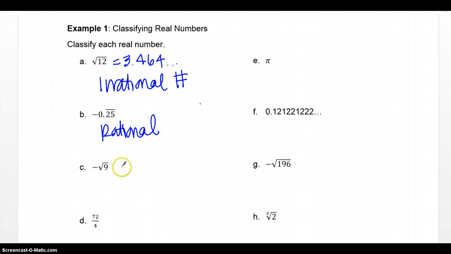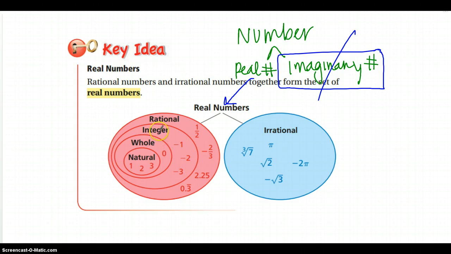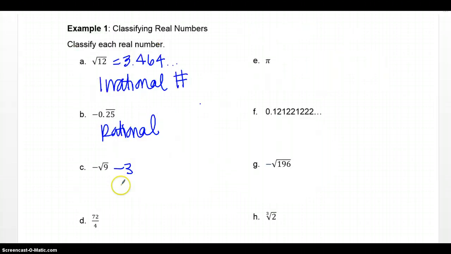Okay, C is the opposite of the square root of 9, which is negative 3. If I look back at my chart, negative 3 is an integer. It can't be whole or natural, so this is just an integer.